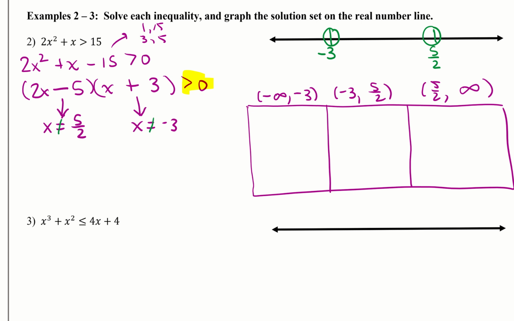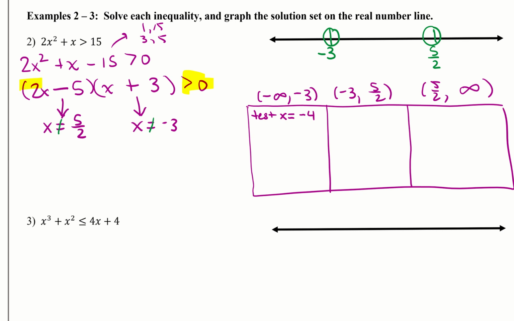Right at these interesting points of -3 and 5/2, my function equals 0, which I'm not allowed to equal. I must be bigger than 0. But this is where I might change from a positive to a negative or vice versa. What I'm going to do is take an x value that's in each interval and test it in my inequality. So for something between -infinity and -3, I could pick any number in there. I'll just pick something easy, -4, and plug that in.